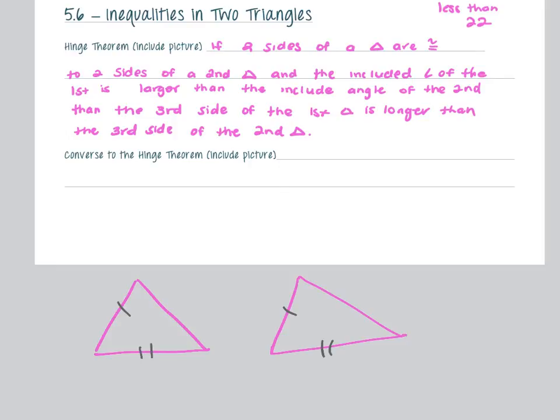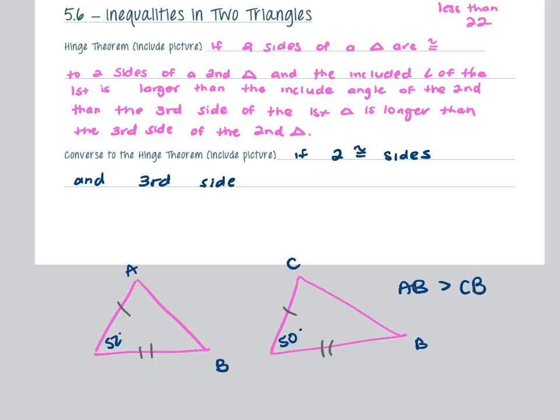So if you've got two sides that are congruent, those aren't congruent, but let's say that they are, it's not drawn to scale, and this angle is 52 degrees and this one is 50 degrees, then I would say that side AB is greater than side CB. And then the converse: you still have two congruent pairs, and if the third side is longer, then the third angle is larger.